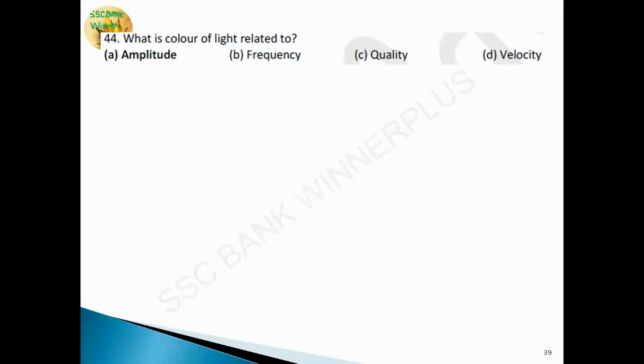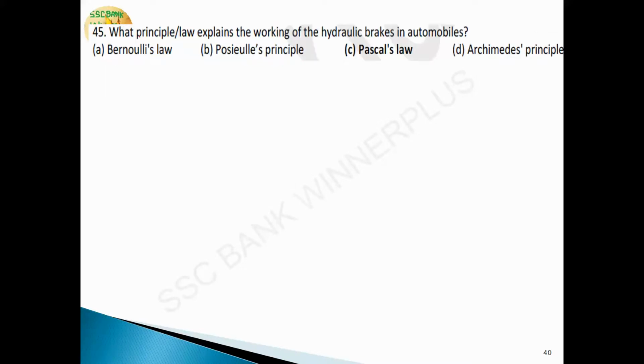What is the color of light related to? The color of light is related to amplitude. What principle or law explains the working of hydraulic brakes in automobiles? The principle behind a hydraulic brake is Pascal's law.